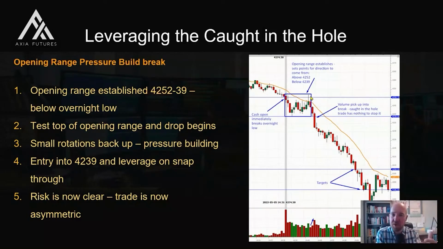And we teach numerous of these throughout the course. But this is a way of playing a breakout. So what we're looking for here is as the market falls down the range, rotations are going to get smaller. The market is going to build pressure into the low. And once it snaps, once that pressure creates the break at 39, now you know the trade is on.